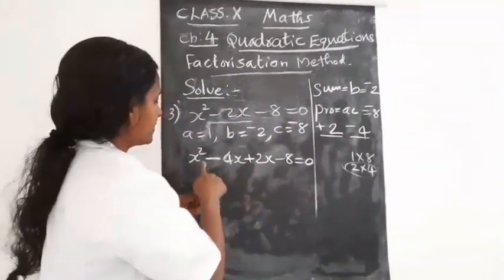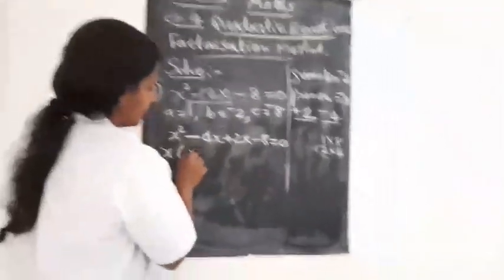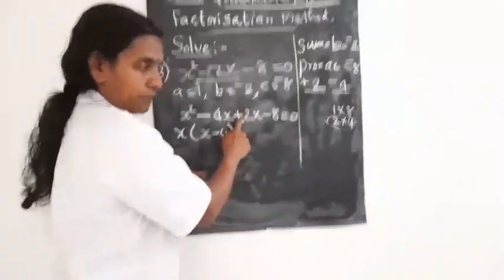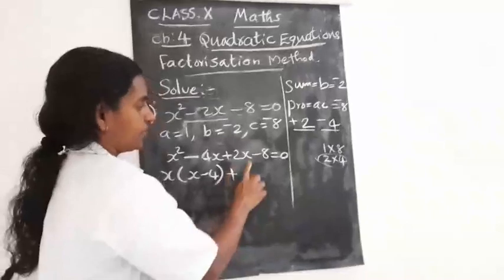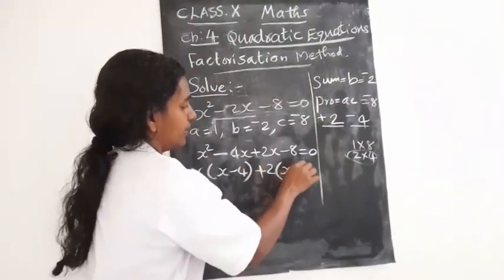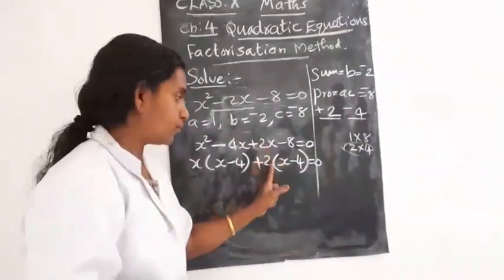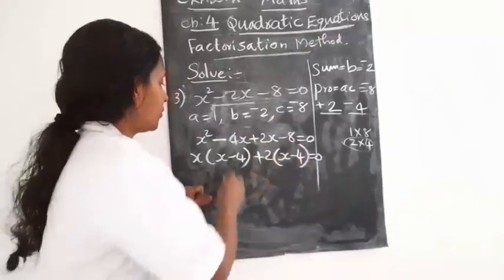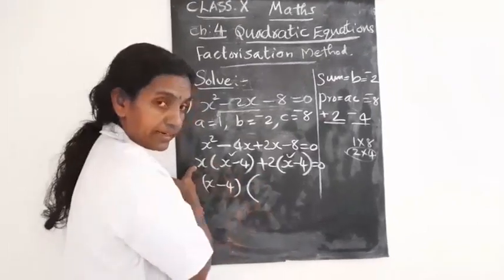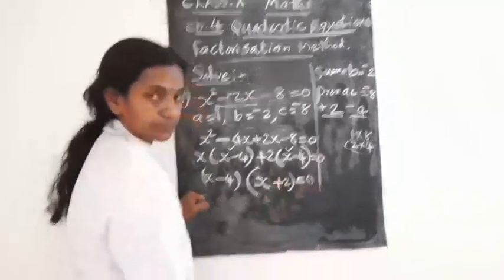Clear? Now you can see x square and minus 4x. Which is common? X. So x into x minus 4. Then plus. If the third term is positive, we can select plus. And 2 and 8, which is common? 2 only. So 2 into x minus 4 again, that is equal to 0. See that, 2 into x is 2x, 2 into 4 is 8. Now x minus 4 is common. So taking x minus 4 out, what is remaining? In the first, x. And here it is plus 2, that is equal to 0.